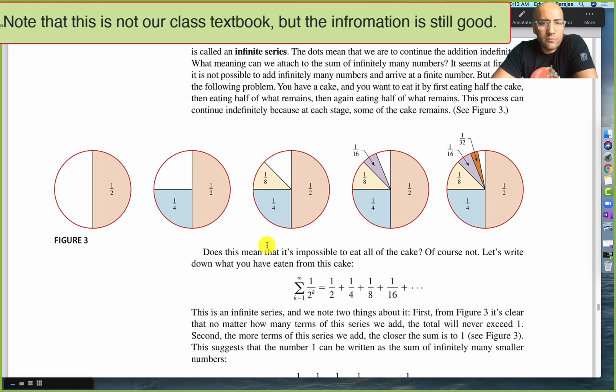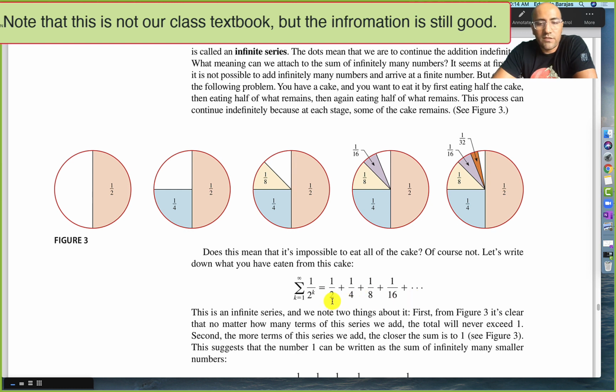Your book has a really nice graphic of the quick little example I just pointed out. We've worked with this one before about having a pie or a cake. On day number 1, you eat half. On day number 2, you eat half of what you have left, so you really eat a fourth. On day number 3, you eat 1/8. And day number 4, you eat 1/16, and so on. So we can create this infinite sum of fractions that represent how much of the cake you've eaten as a function of the number of days.